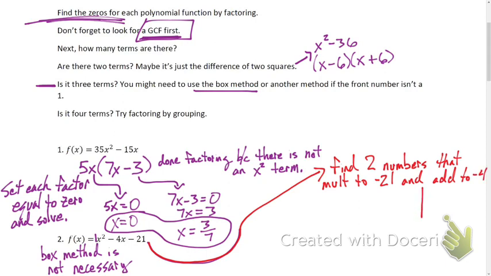Some people like to make a little table and write something like this. And hopefully you're thinking of negative 7 and 3. Because when you add those up, you get negative 4. So our factoring is x minus 7, x plus 3. To find the zeros, you set each factor equal to 0, and then you're about done.